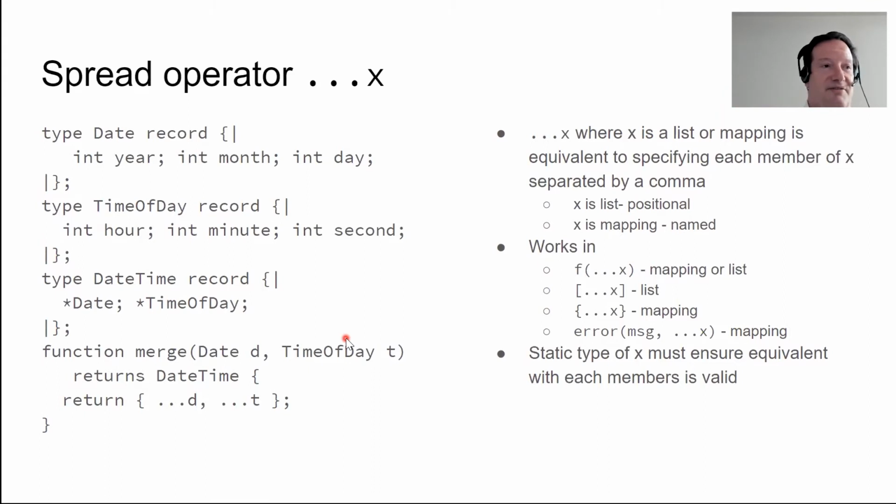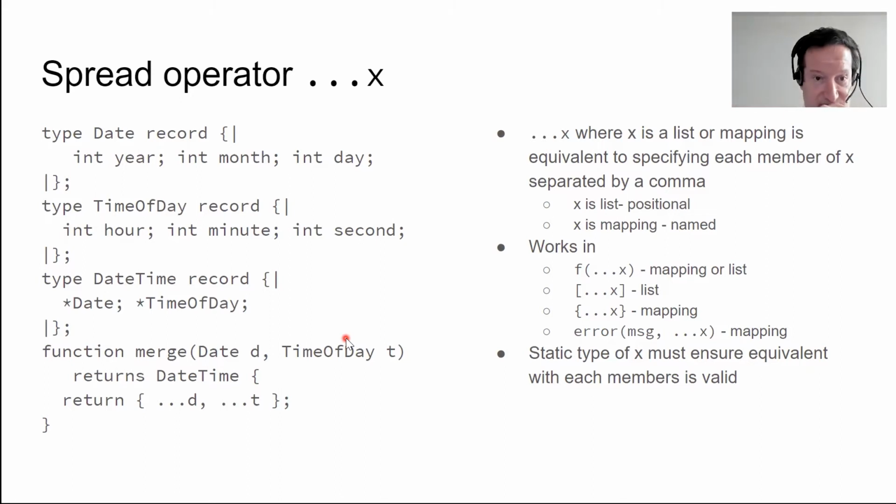So the other side of the coin: we've seen x ..., now we're saying ... x. JavaScript has this too, and they call it a spread operator. The basic idea is when you say ... x, x can be a list or x can be a mapping, and it's equivalent to specifying each member of x separated by commas. If it's a list, then you're specifying them positionally. If it's a mapping, then you're specifying them by name.